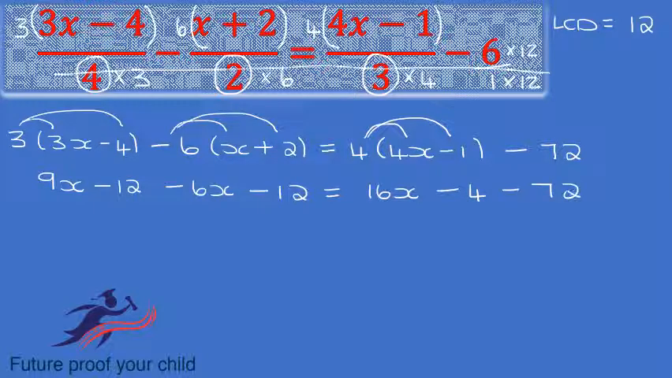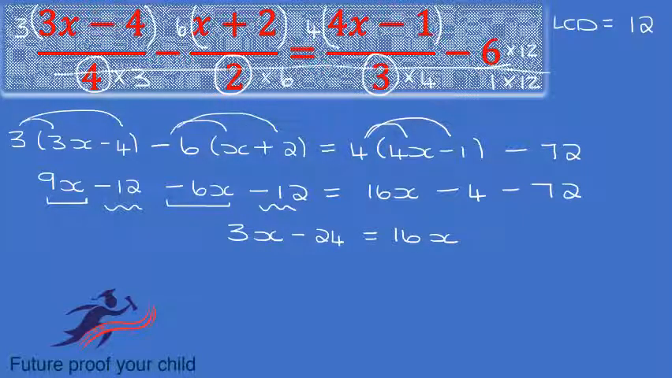Now I prefer to neaten it up a little bit first. So I'm going to go and add like terms. 9x minus 6x is 3x. And minus 12 minus 12 is negative 24. And then I'm going to write my 16x, and then minus 4 minus 72 gives me negative 76.